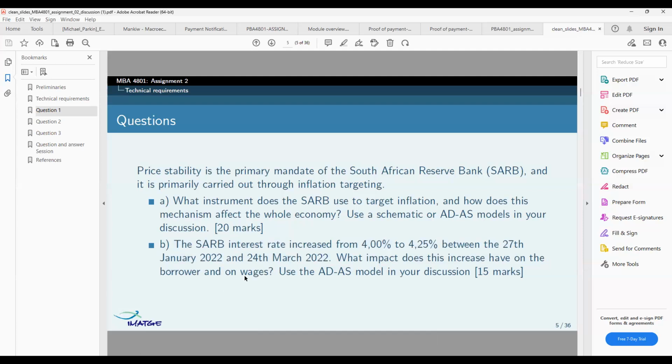But what are we saying here? You need to know the channels through which the interest rate or the repo rate affect the economy. Okay, right. In terms of the borrower, you know that when you are a borrower and the interest rates are increased, it means it's now costly for you to borrow or to service your debt. And if that is the case, it means that you are likely to cut back on your consumption level. Companies are also going to cut back on their investment levels.